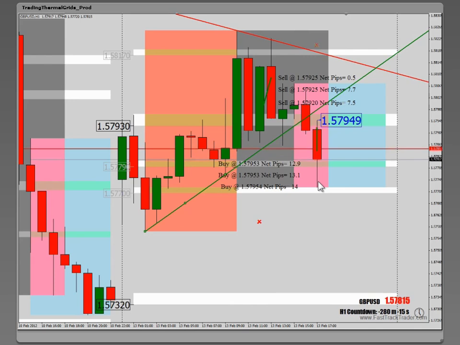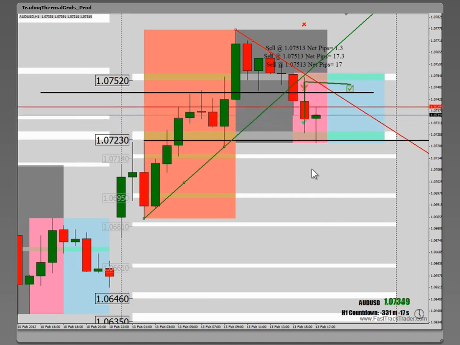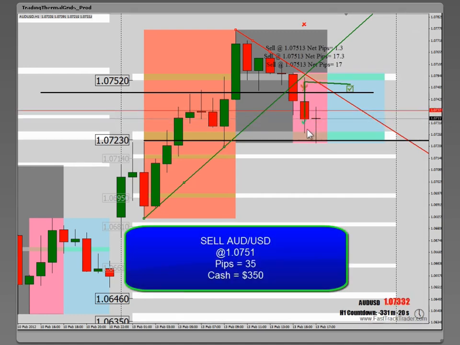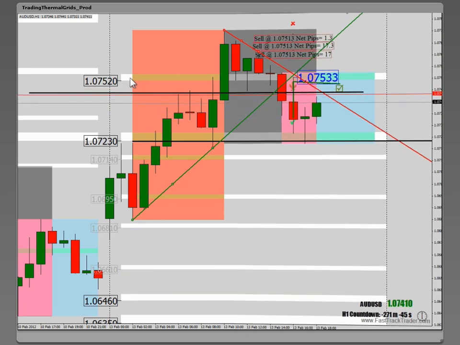Now let's switch over to the Aussie dollar, US dollar. Again, you'll see here how it comes up to the grid. We'll fast forward to see what happens. Here's where we entered. We did a sell at 1.0751, took off 35 pips, $350. And there you see the drawdown is very limited.